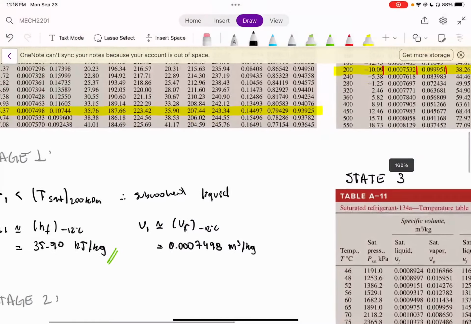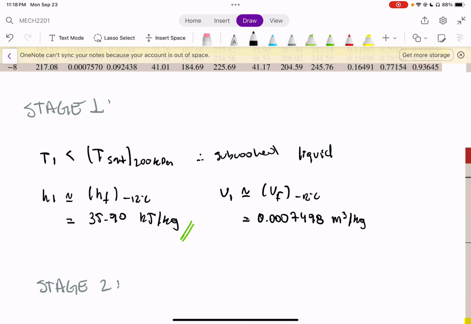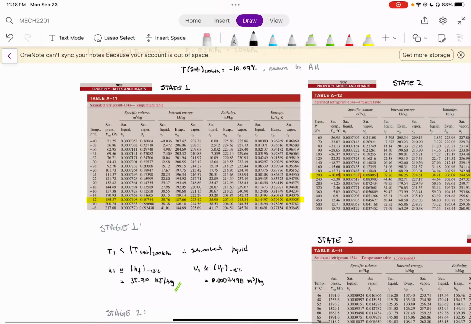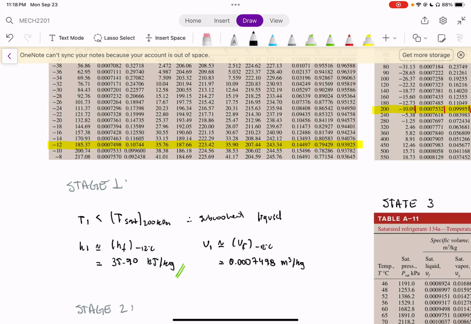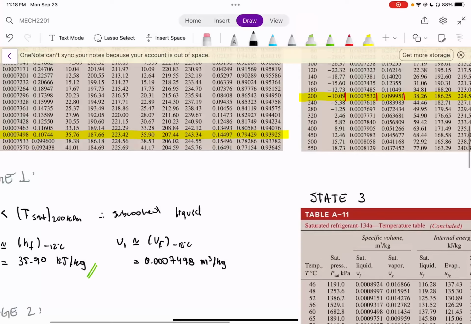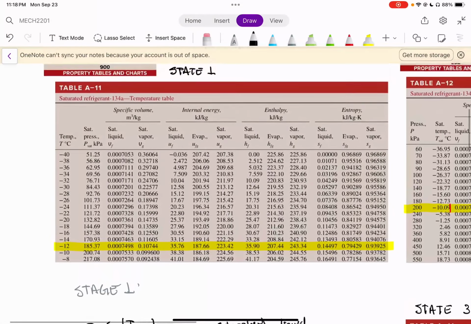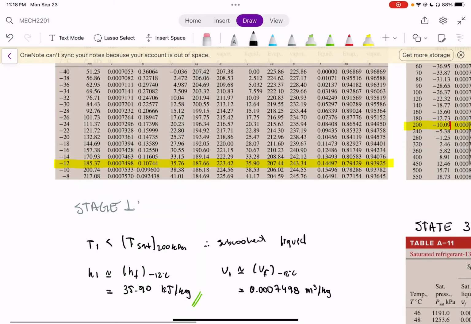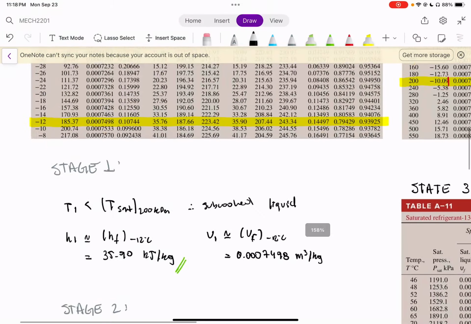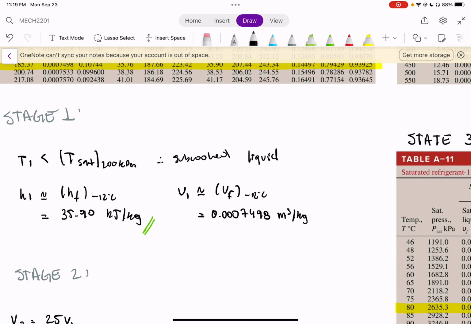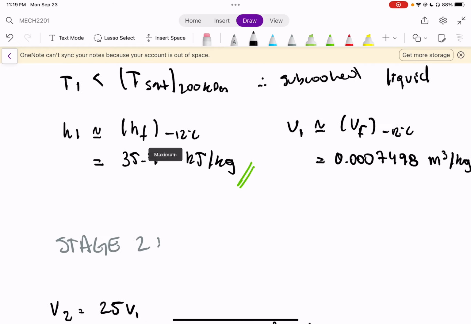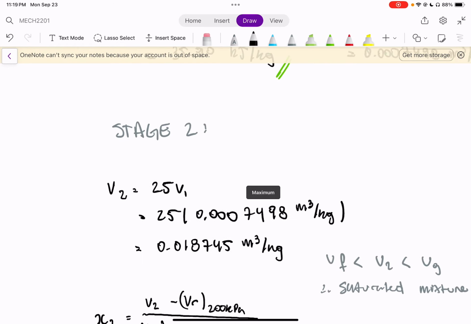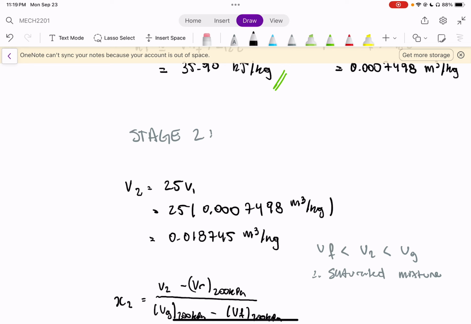degrees Celsius. And this would mean that we have h1 equal to 35.9 kilojoules per kilogram, because we used table A-11 for this. Now v1 is roughly vf at negative 12. And yet again, we used table A-11 for this, which is this number right here, and we would get 0.0007498. This would be useful in the later stage. So this is h1.